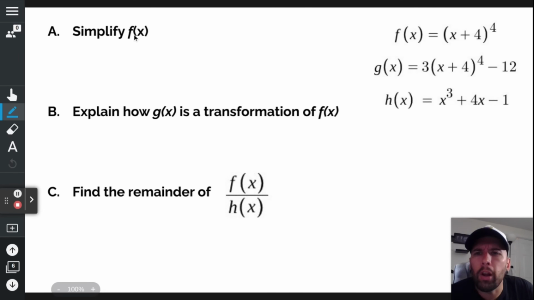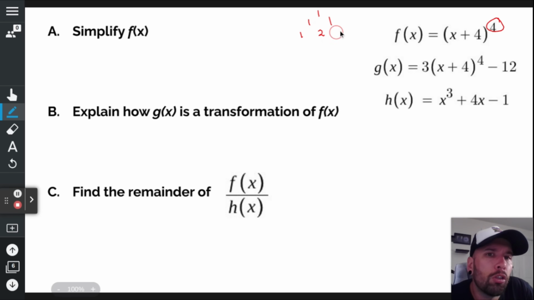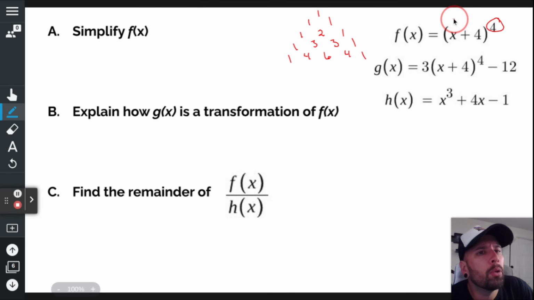All right. Right off the bat, find f of x, which is the binomial theorem. Now, we saw from earlier that the binomial theorem requires Pascal's triangle. This is x to the fourth. So this is degree 0, degree 1, degree 2, degree 3, and degree 4. I'm going to label you A. I'm going to label you B, and let's just get right to it.